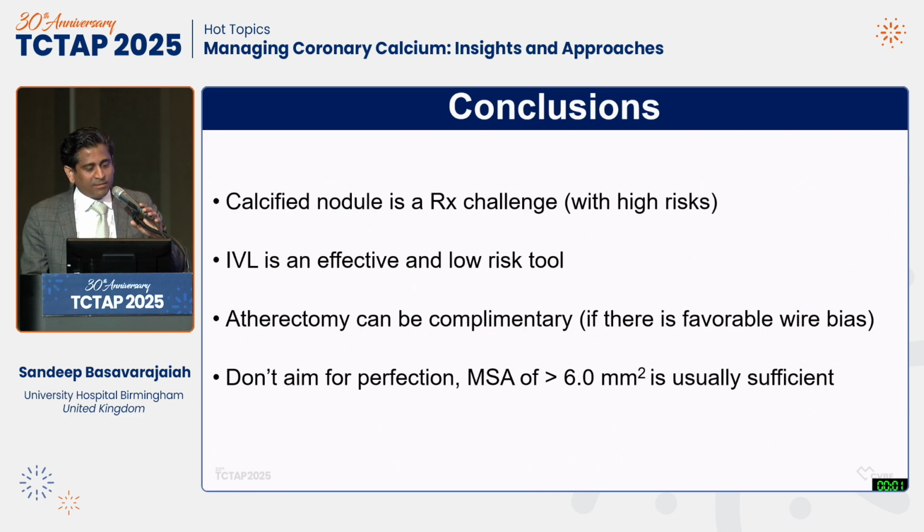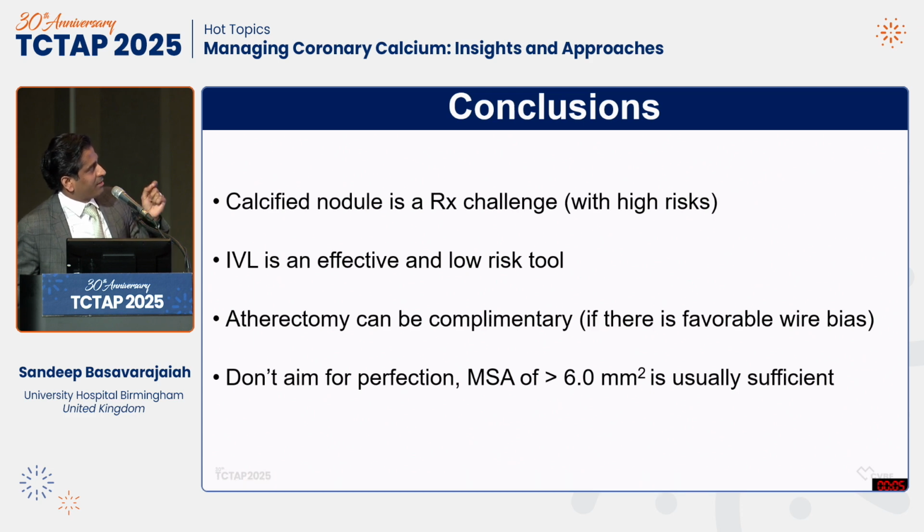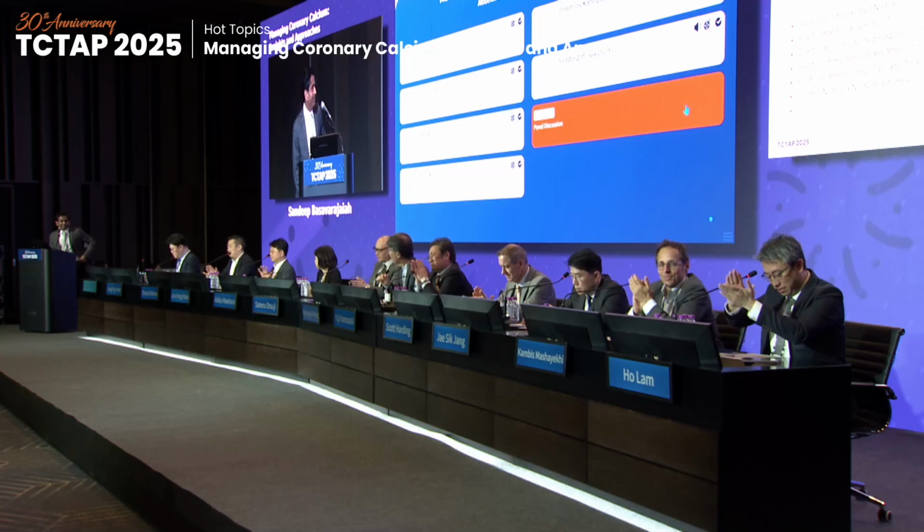So finally, calcified nodule is a treatment challenge with high risks. IVL is an effective and low-risk tool. Atherectomy can be complementary, especially if there's a favorable wire bias. And so don't aim for perfection. MSA more than 6 is usually sufficient. Thank you so much.